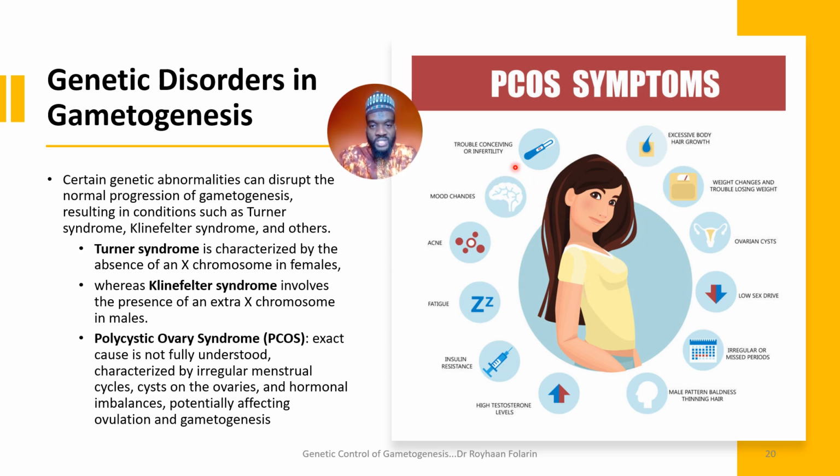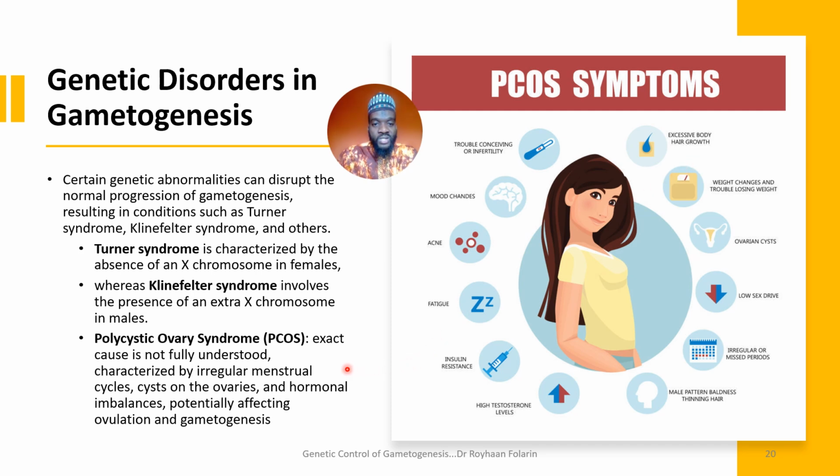They have trouble conceiving. They could have mood changes, sudden mood changes. They tend to have a lot of acne, fatigue, insulin resistance, high levels of testosterone. They can have male pattern baldness or thinning of their hair. They could have irregular or missed periods. They could have low sex drive. Such individuals could also have ovarian cysts, and then they may have weight changes and trouble losing weight, and then they could also have excessive body hair growth.